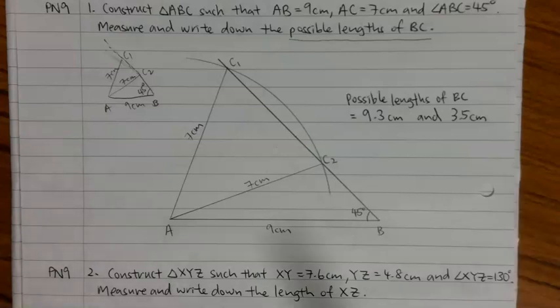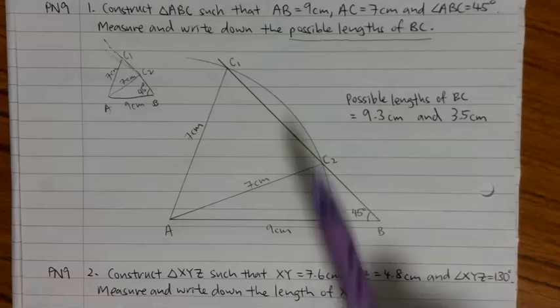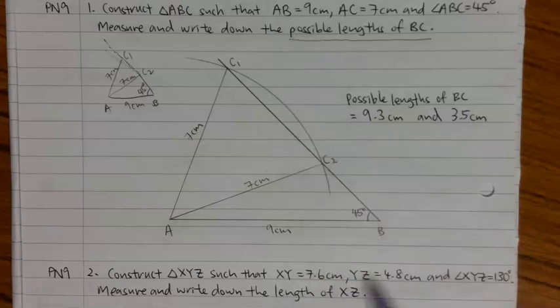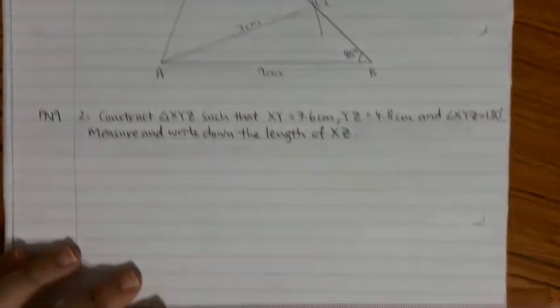are different. For question 2, we are required to construct a triangle XYZ such that XY is 7.6 cm, YZ is 4.8 cm, and angle XYZ is 130 degrees. And we have to measure and write down the length of XZ. For this question, similar to the first question, we are given two lengths and an angle. So let's try to sketch this triangle out.